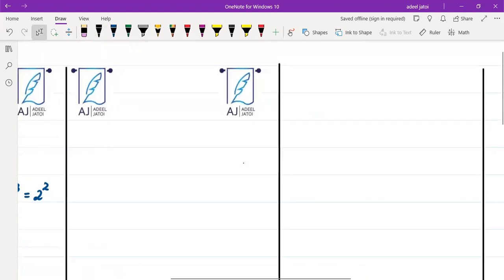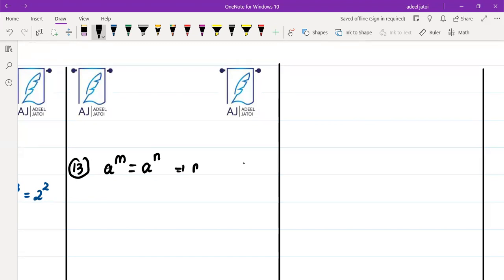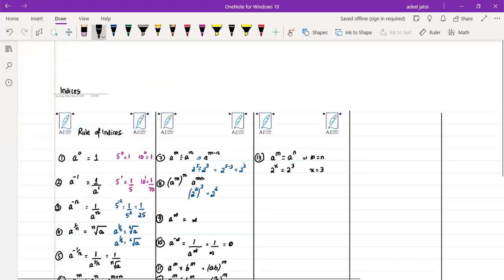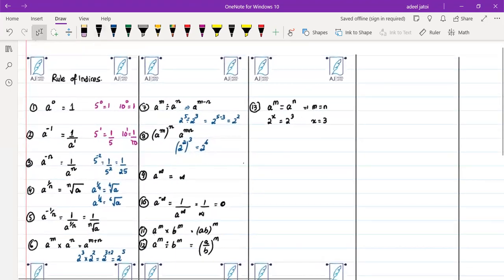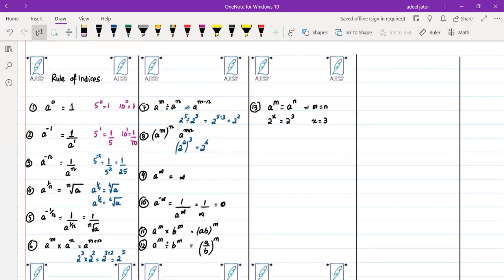Rule number 13 for indices is that if a to the power m is equal to a to the power n, whenever the same bases are equated, that means the powers can be equated directly. So we can write this as m is equal to n. For example, if 2 to the power x is equal to 2 to the power 3, then x is equal to 3 will be the answer. So there are almost 13 different rules that can be applied in indices.